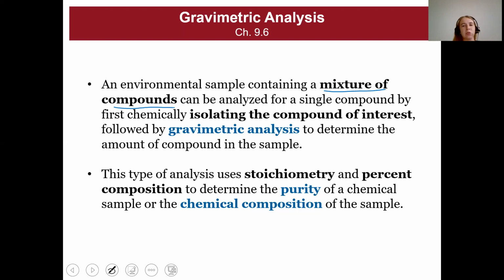This type of analysis uses stoichiometry and percent composition to determine the purity of a chemical sample or the chemical composition of an unknown sample. So we're using percent composition for the most part, but sometimes you can also use stoichiometry if you know what the compound was that you started with and you want to know how much of that compound is in the sample, you can do that using stoichiometry. But we're going to stick to the percent composition method that they describe in your book.